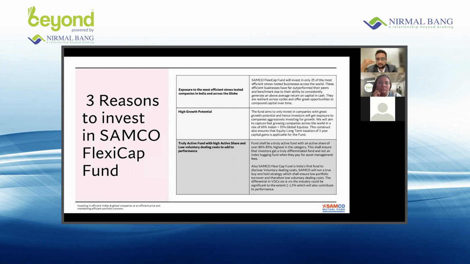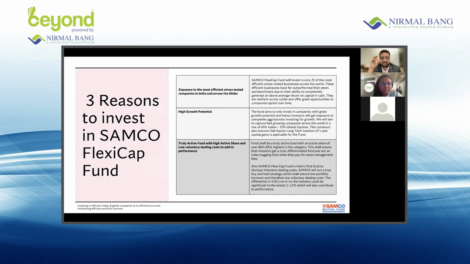Now, everybody amongst us knows Microsoft, uses their products. And there are lots of global trends that are playing out. So, our idea with the Samco FlexiCap Fund is that we want investors to be able to play a lot of the global themes and trends that are playing out, which is only possible with a mix of an India global fund. Second point is, we are going to be investing in companies with a very, very high growth potential.